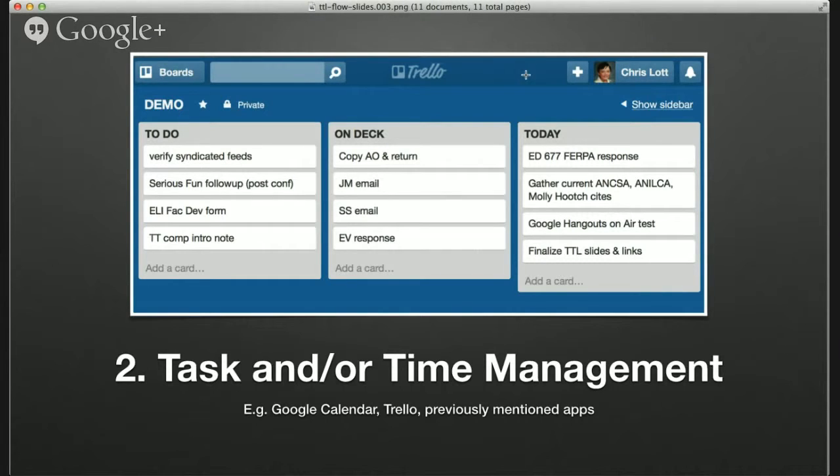What I have showing here is Trello, which is linked on the resources page for this, or at Trello.com. It's a free application for task management, and you can see it's a very simple bulletin board style interface. And it's free, and it's useful. You might use Google Calendar. You might use any of the applications I was just mentioning that you use to keep your collection system in. You could use Evernote as your task and time management system. It just depends on how you work.